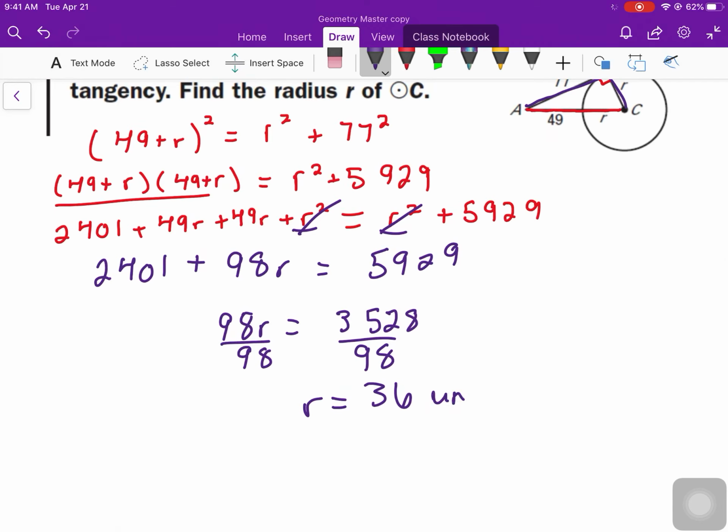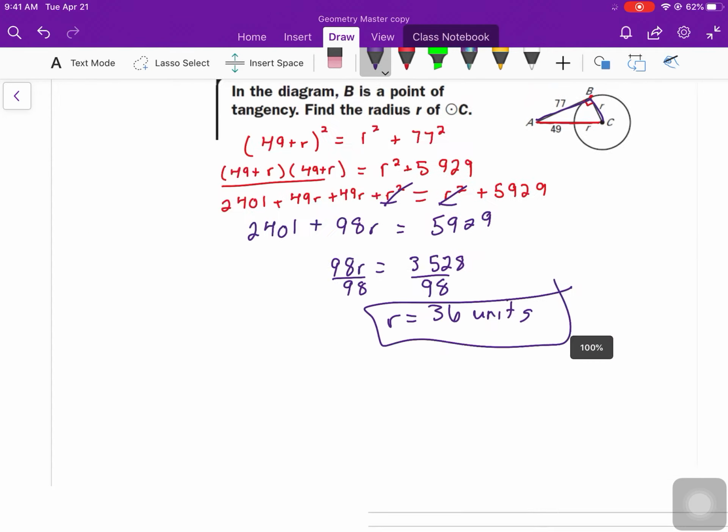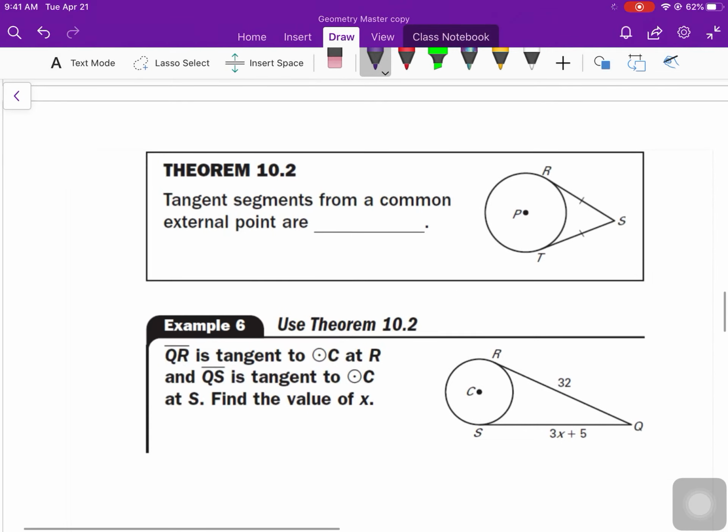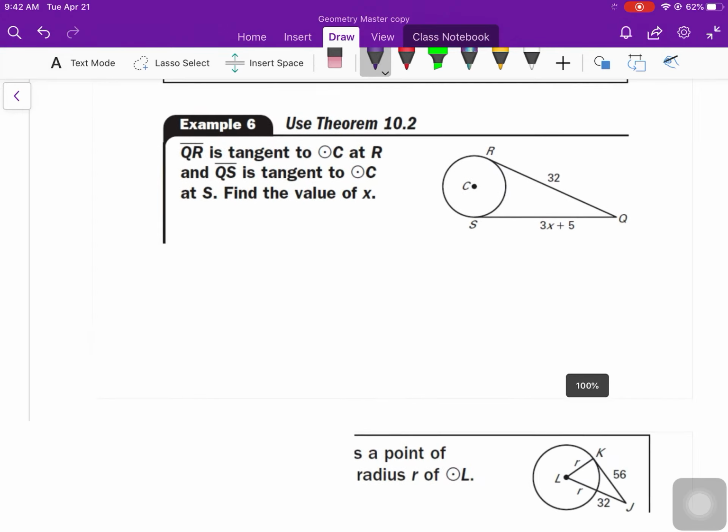Now, technically, we should label that units because it's just a linear measurement. Okay, so that's the idea on that one. So, theorem 10.2, the last one we have, I think, in this section, is that if tangent segments from a common external point, let me say that again. If two tangents have a common external point, so in other words, S, they have that vertex there, and if I know that this is a tangent and this is a tangent, then I know the two segments are congruent.